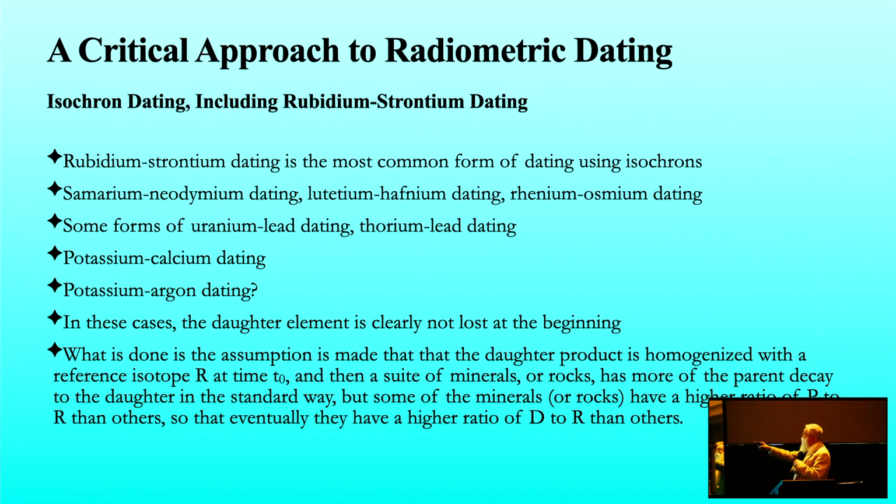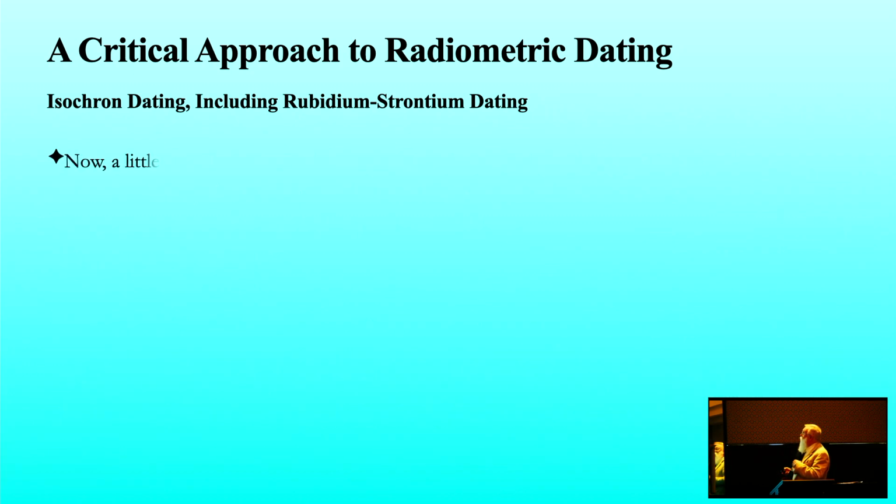Then a suite of minerals or rocks has more of the parent decay to the daughter in the standard way, but those minerals have more rubidium in some areas and less rubidium in others relative to the strontium, and so it piles up in an uneven way, so that some minerals have a higher ratio of the parent to the reference isotope than others, and eventually, if you wait long enough, they'll have a higher ratio of the daughter to reference than others. And you can graph that.